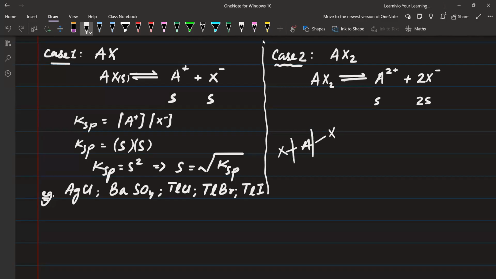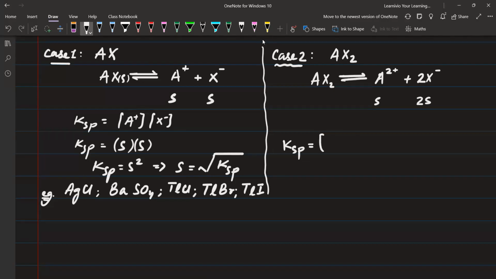Because when we have AX2, तो जब ये टूटेगा तो I will get 1A and I will get 2X. Right? So if S is the amount of A in the solution, 2S will be the amount of X negative. Does this make sense? Yes or no? Please tell me, guys. बोलो भैया, आ रही बात समझ में? नहीं आ रही है.